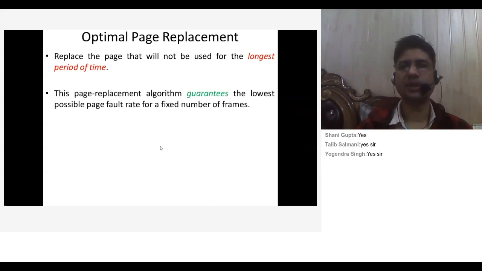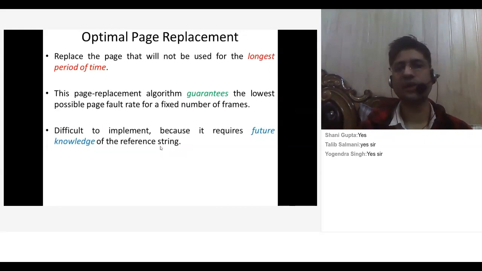This optimal page replacement algorithm guarantees the lowest possible page fault rate for a fixed number of frames. Means if you have a fixed number of frames and you apply all three algorithms, optimal, FIFO, and LRU, then optimal page replacement will give you the lowest possible page fault rate. Because in optimal page replacement, we have prior information about which page will be required in the future. We will not replace that page, because if we replace it, then in the near future we will get a page fault for that particular page.